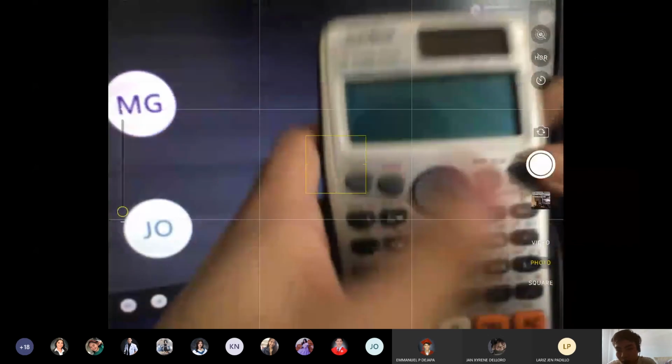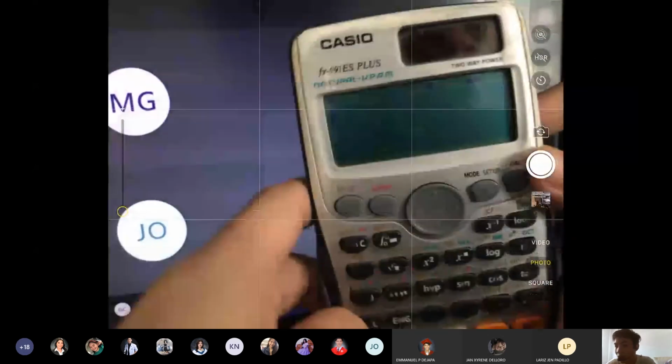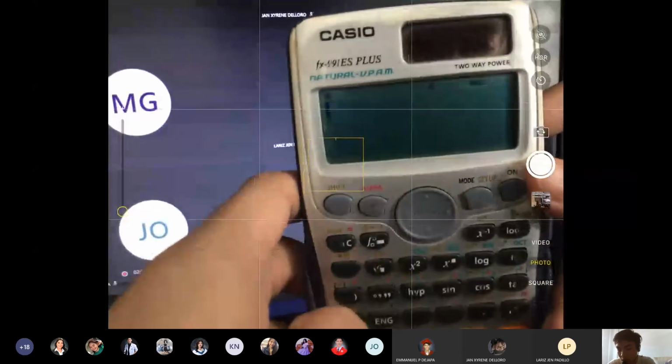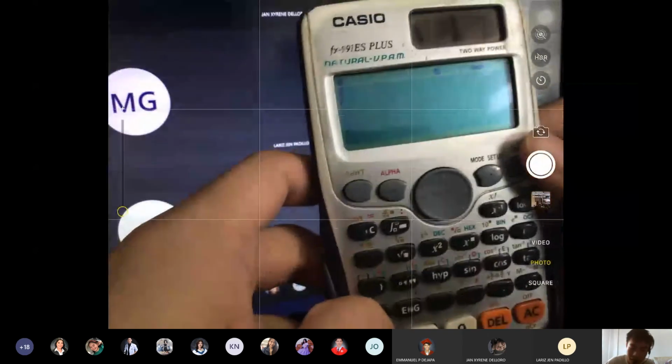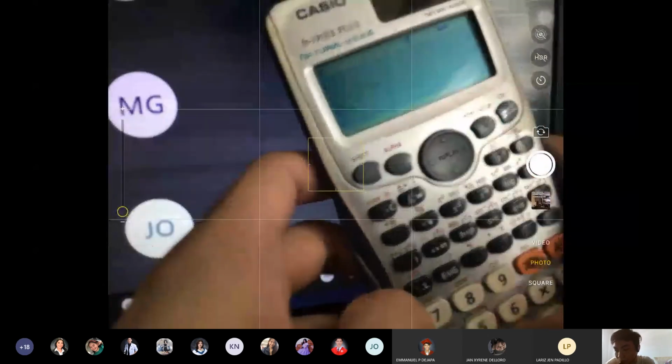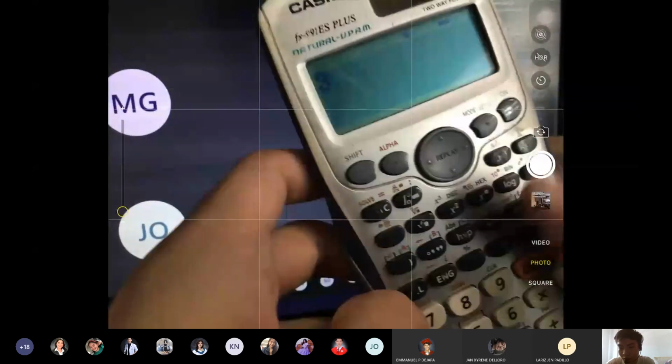Okay, so yan na si calculator. Then, ano yung gagawin natin? I'm going to plug in the equation in here, no? Okay, so yan. So that's 23. Actually, di ko kabisado eh. Teka lang.